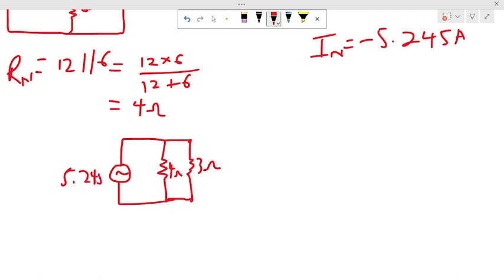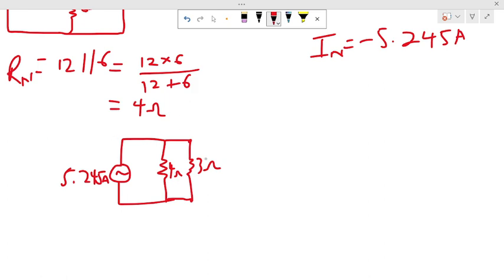5.245. Now you can choose to ignore the negative. The negative implies that the direction that we chose for the current is in the wrong direction. It's supposed to be in the opposite direction. So we can change the direction that we showed for the Norton's current to be in the opposite direction. So the negative doesn't matter. You can get a positive answer or a negative answer depending on the direction that you choose.